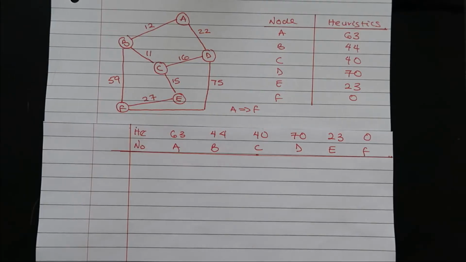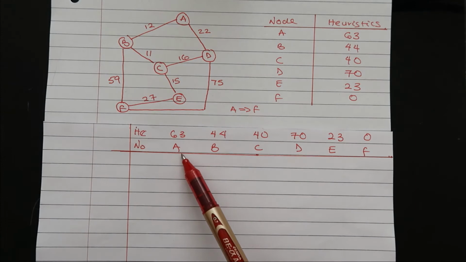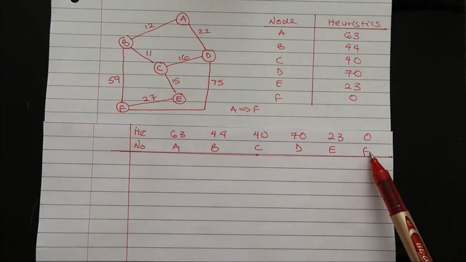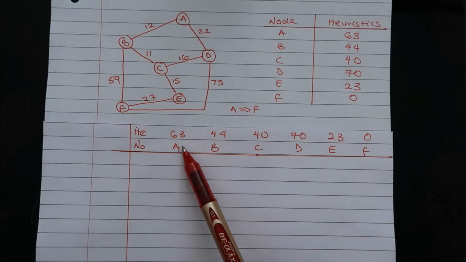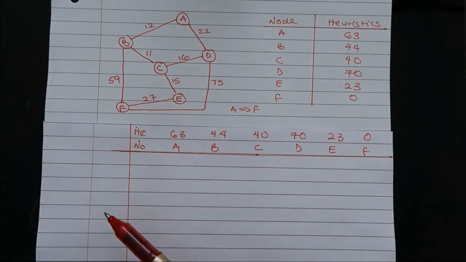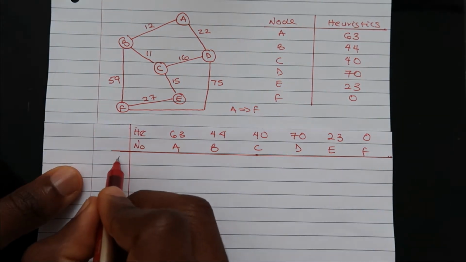To solve this problem, I have created a table here. This table indicates the nodes, so we can see our nodes A, B, C, D, E, F all listed down here, and the heuristic values corresponding to each node. The first thing I'm going to do is explore my source node, which is A. So I'll write down A here.